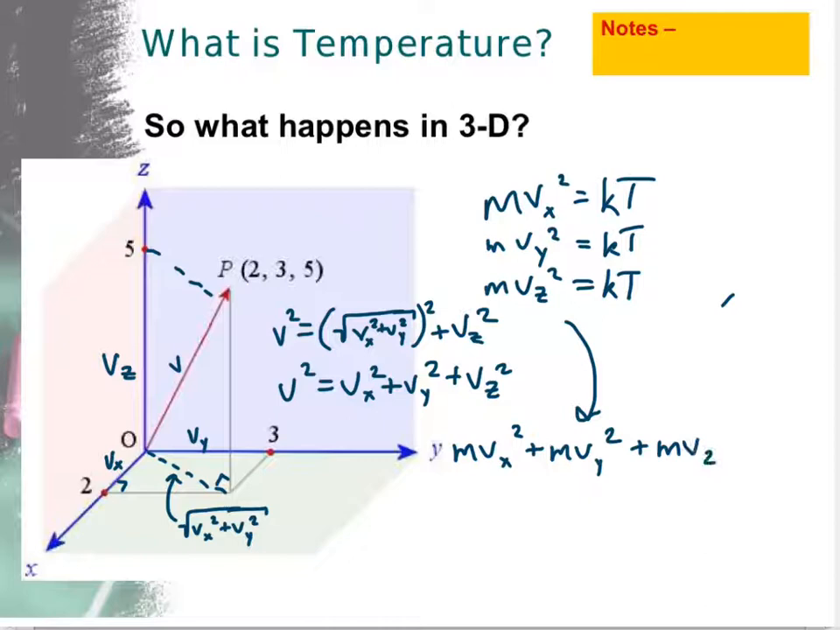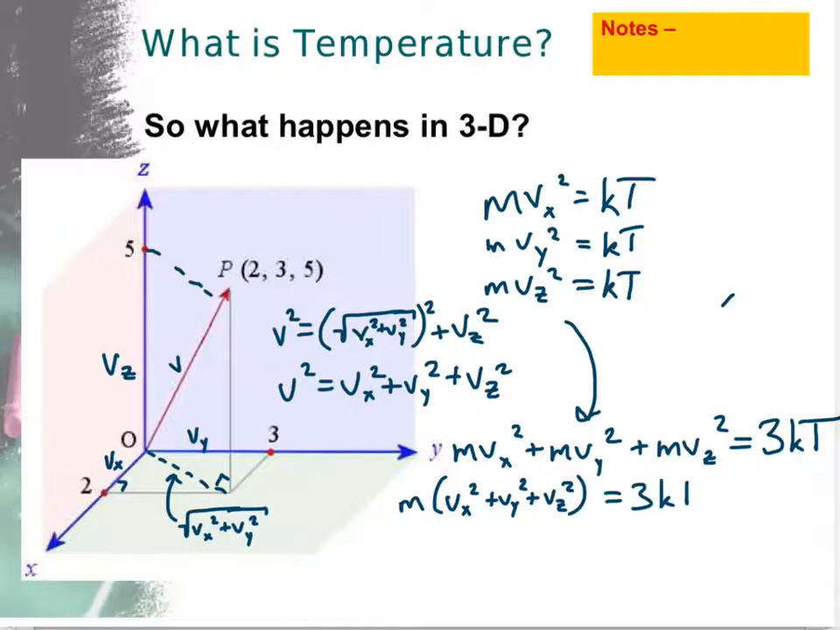Well, what that means is if I were to add up all 3 of these things, m vx squared plus m vy squared plus m vz squared, what would I get? Well, I would get 3 times kT, right? Because each of those is equal to k times T. I can do a little bit of factoring out. I can factor out the common factor. So I have m times vx squared plus vy squared plus vz squared equals 3kT. And by the 3-dimensional Pythagorean theorem, I know what this equals. That is going to simply equal v squared. So I have m v squared equals 3kT.